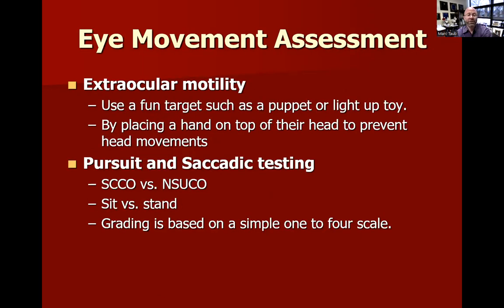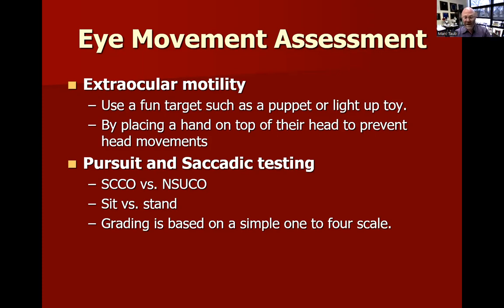For EOM assessment, this is really fun. You can have a toy that has kind of a spinning toy to it. You can have ones that have different sounds, and you're really just looking for gross EOM movement. If the patient is constantly moving their head, you may have to apply just a little bit of pressure and have them kind of look all around.